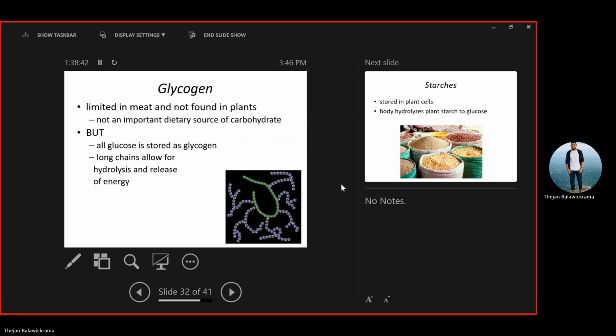Glycogen. That's completely out of plants. It's totally about animal tissues like meat. Again, it is a combination of glucose. As you already know, if we break this glycogen chain, then energy is released. That is a hydrolysis reaction.